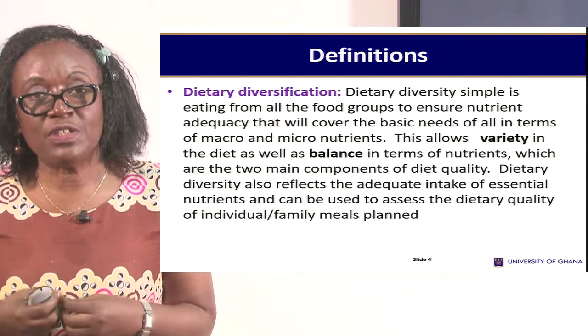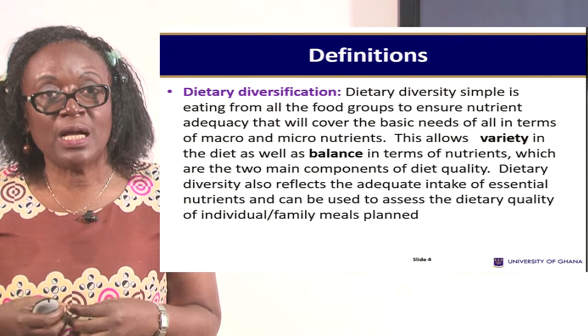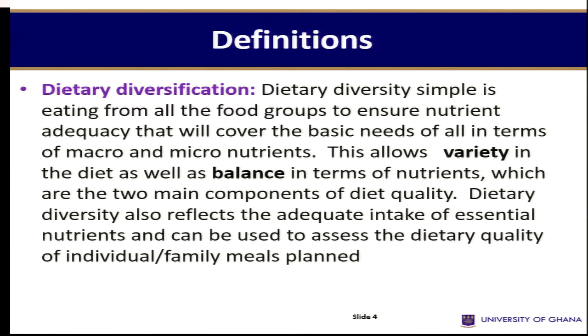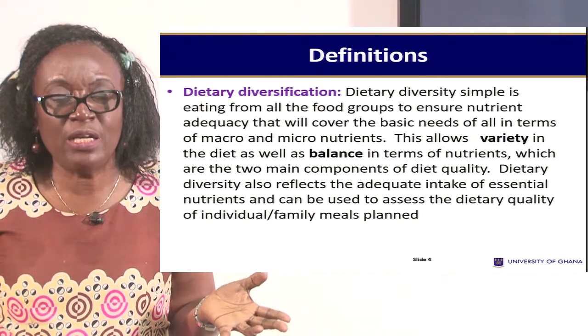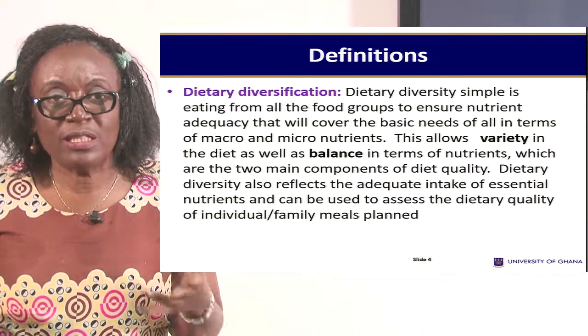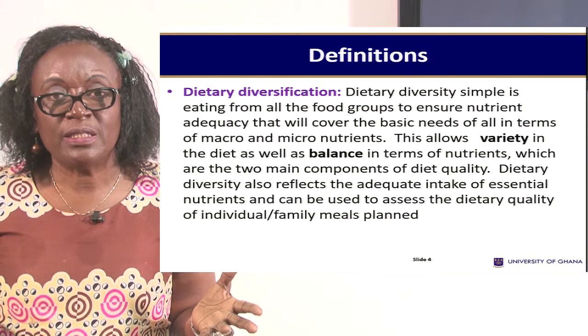Then dietary diversification, simply meaning having foods from different food groups, not just one. We diversify because every particular food is rich in one particular nutrient or one or two, but doesn't contain all. When we take meat, for example, it is rich in protein, contains some fat, contains some micronutrients, but it doesn't contain carbohydrate. So that is why we need to diversify.